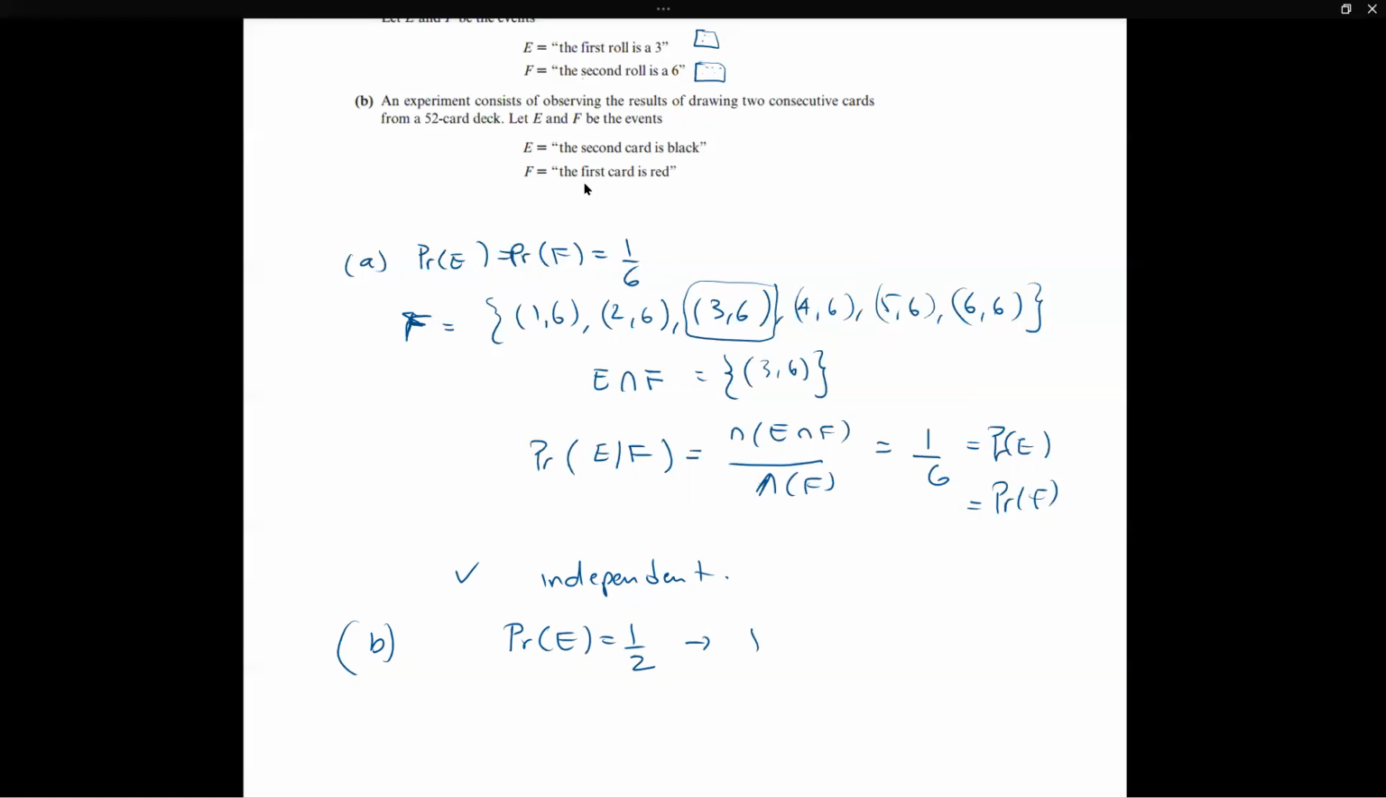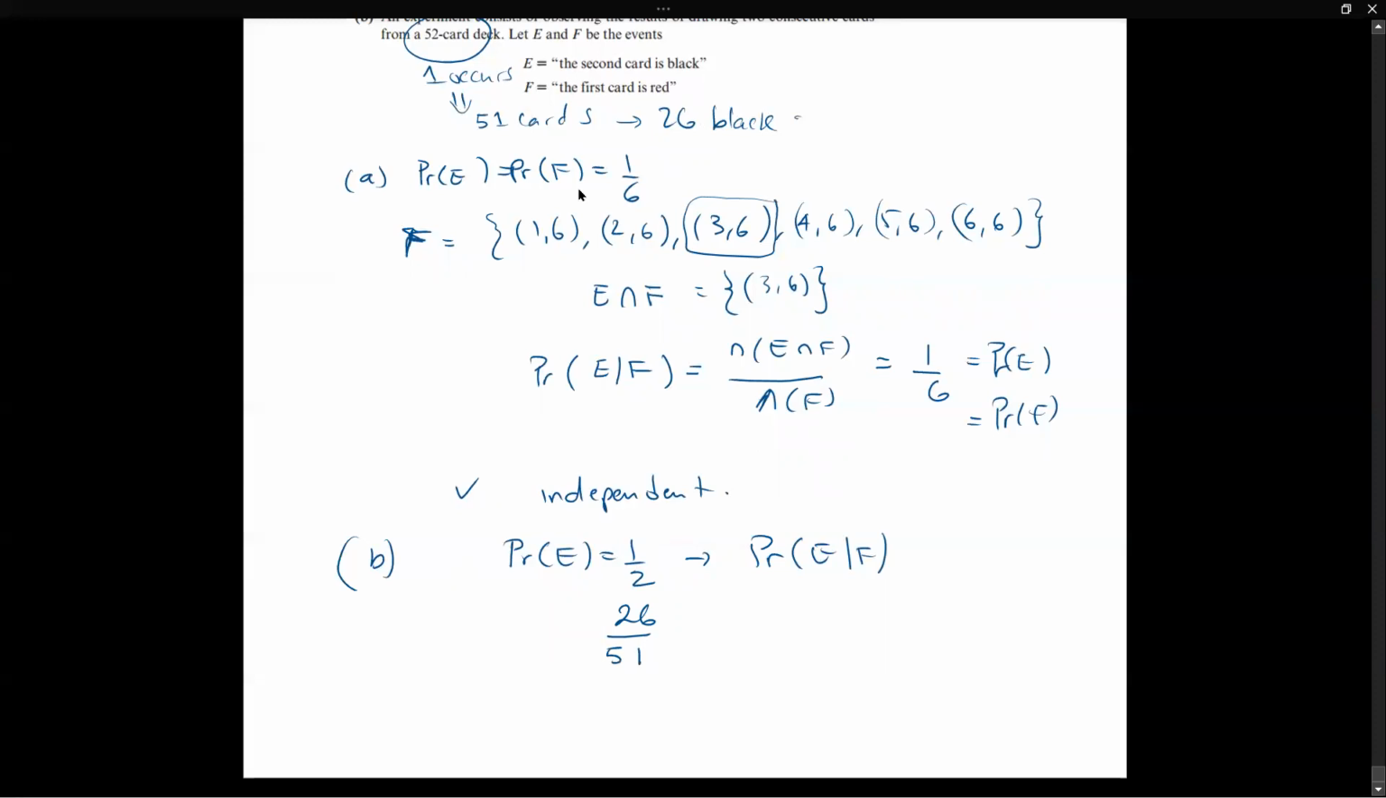And if we need to calculate this conditional probability, we're going to need to note that if F occurs, then there are 51 equally likely choices for the second card, right? Because the deck has 52, and if one occurs, then the remaining is 51 cards, of which 26 are black. So the probability is going to be 26 out of 51, in the restricted space, just like the previous example we talked about.